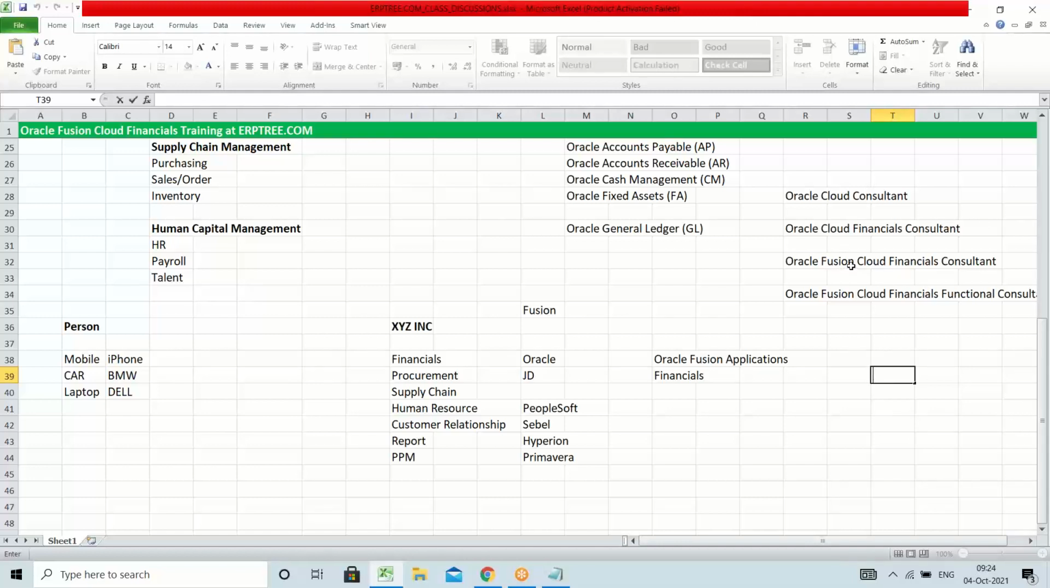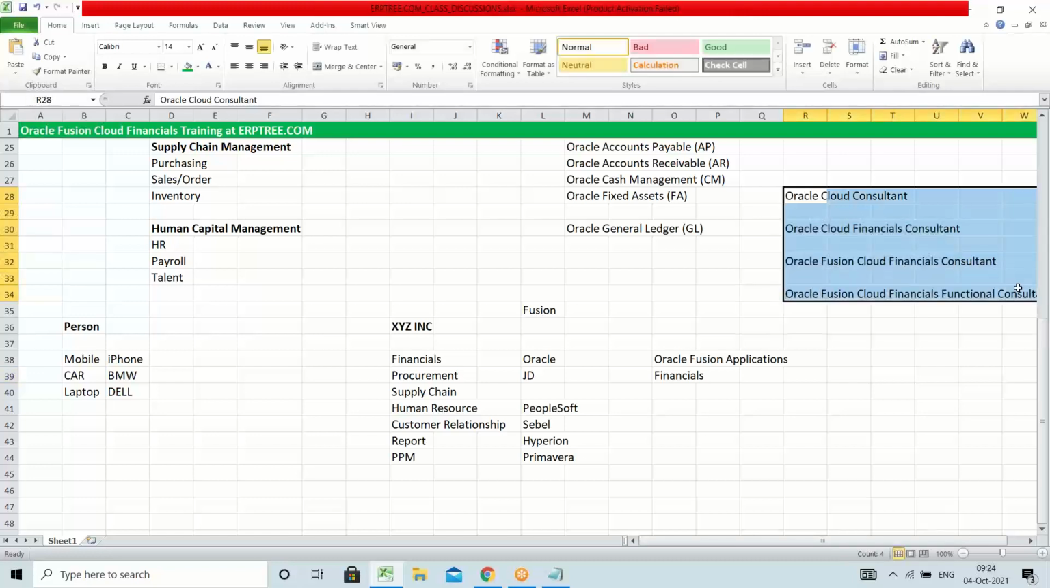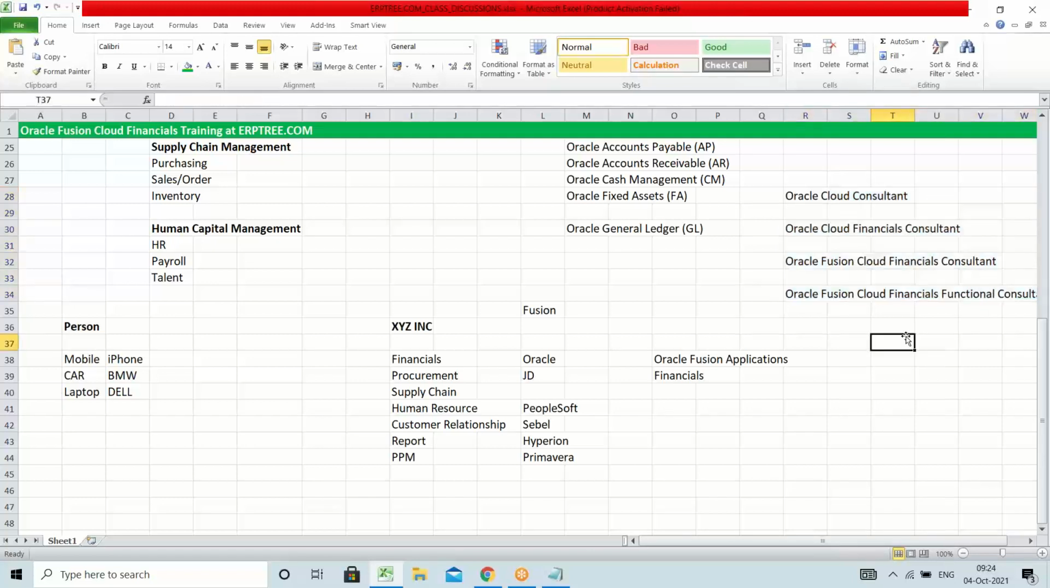Is it different from the implementer, Mr. Lakshman? Do you have any implementer job title? One second, I'm coming to that. So these are the titles. Being an Oracle Fusion Financial Consultant, you can be involved in implementation activities, or in support activities or upgrade activities. Whatever you want to do, no issues.